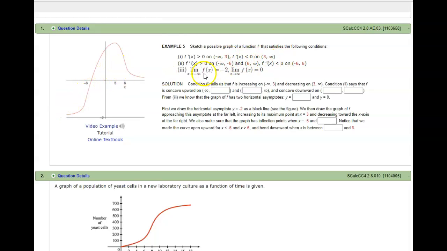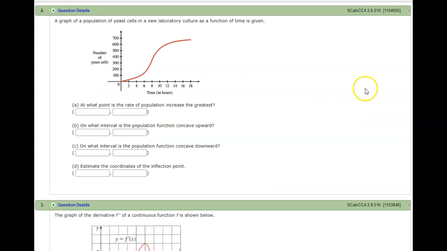And then the limit as x goes to negative infinity is negative 2. So this is end behavior. At negative infinity, it's flattening out at negative 2. And then as x goes to infinity, it flattens out to 0. So then you just answer a few questions about those concepts.